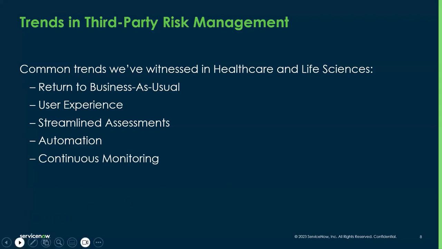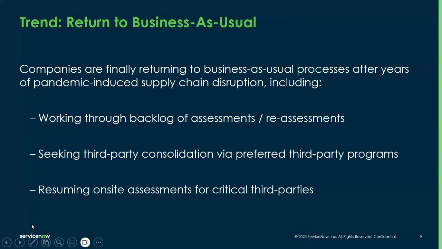So if we jump into the first one around business as usual. So we're starting to see a lot of our customers return to kind of pre-pandemic ways of doing some of their programs. They're finally getting out from under a lot of the pandemic-induced supply chain disruption, and they're starting to work through a backlog of assessments and reassessments. So specifically in healthcare and life sciences, there was a big focus on getting vendors and third parties onboarded as quickly as possible to either rectify a disruption or as part of kind of the expanding scope and stress that the organization was under.